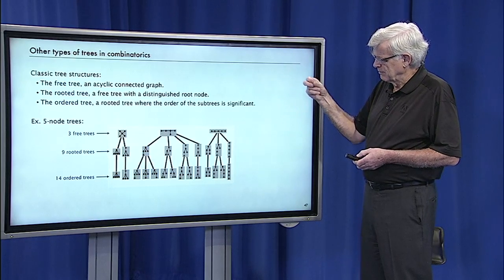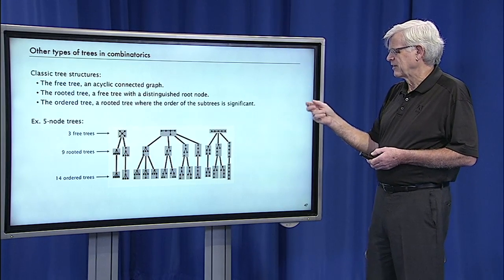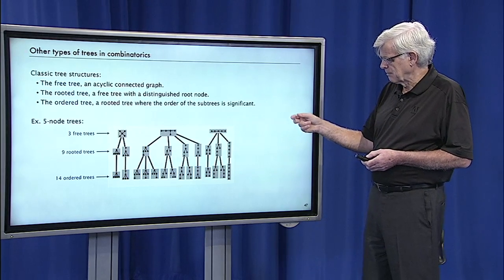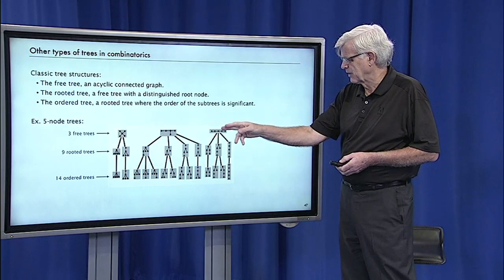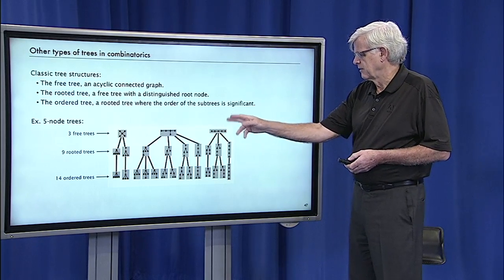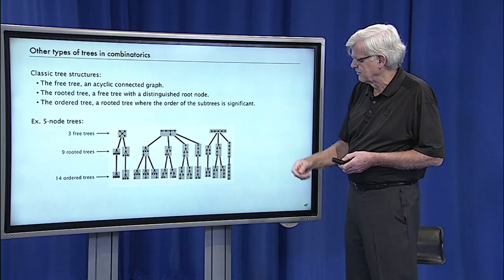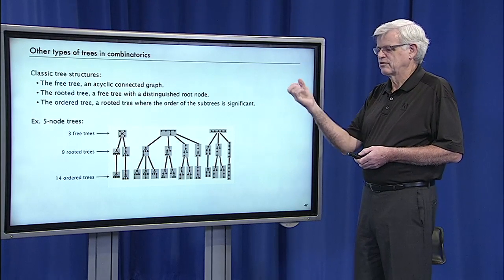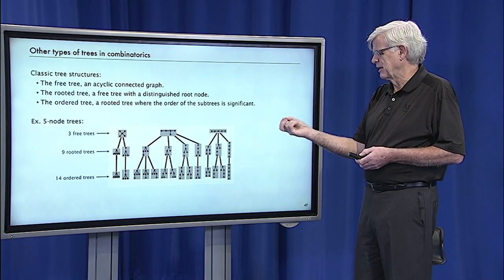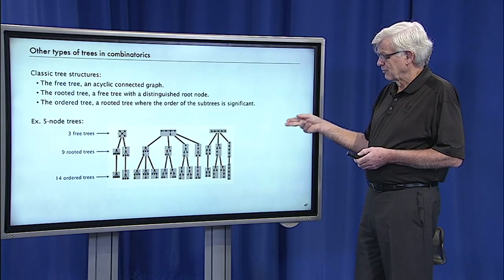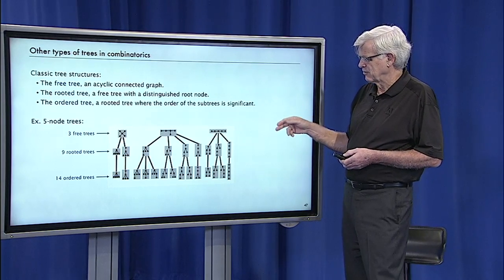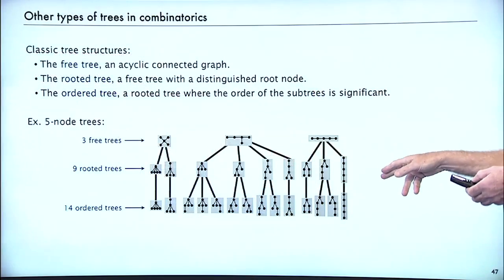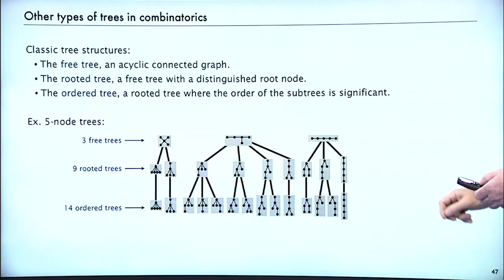If you pick a root, but you don't care about the order of the subtrees, then there's 9 different rooted trees. In the first case, there's no difference, but in this second case, you can see that on the tree on the left, there's a root that's got 3 children, and the one that's hanging off could be on any one of the 3 children. In the case of rooted trees, that's not significant, so there's only 9 of them. And then, as we saw, there's 14, a Catalan number, of ordered trees, where the order is significant.